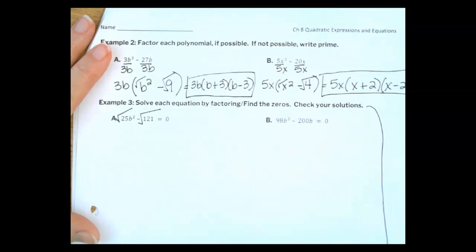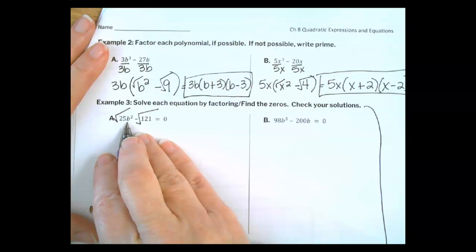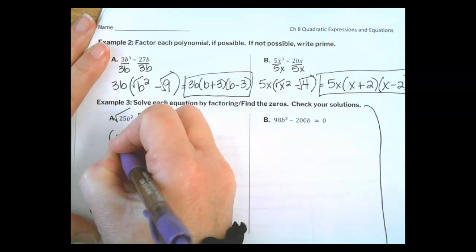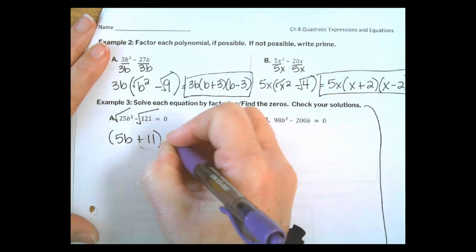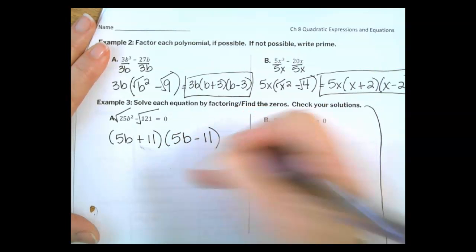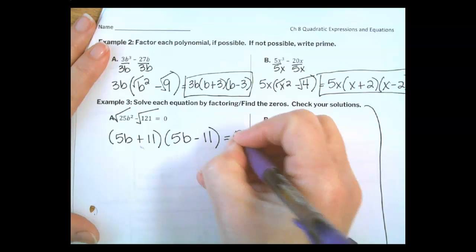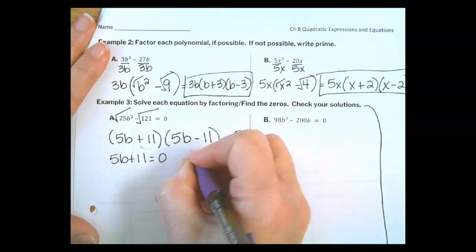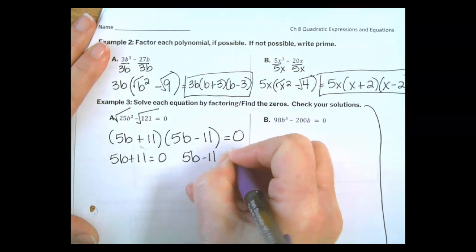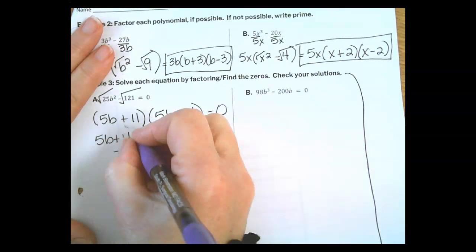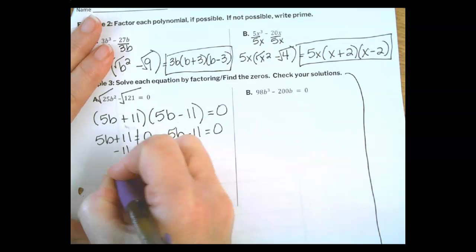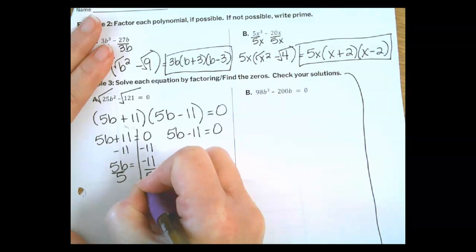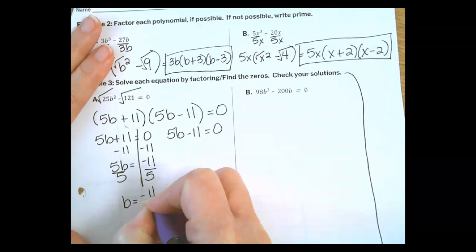Okay, so here we go. Perfect square, I know that because I know my perfect squares, and you can always look at that list or use your calculator. So this becomes 5b plus 11, 5b minus 11. Since we're finding zeros, we need to set each one of these equal to 0. This one I'm solving for b, so I'm going to subtract 11. 5b is equal to negative 11. Divide by 5, divide by 5. So b is equal to negative 11 fifths.